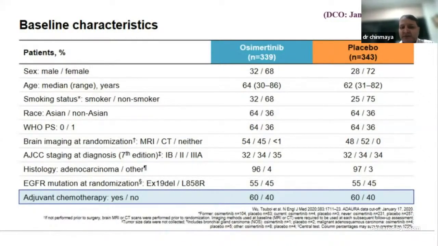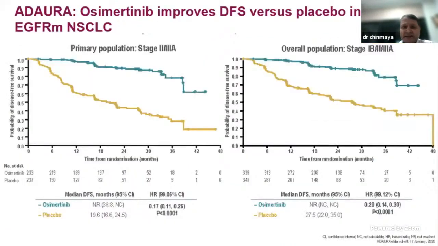The EGFR mutations, exon 19 and 55, are in both groups, and adjuvant chemotherapy is 60-40 in both groups. There is a minor change. Asian populations are also well balanced. It is a well-balanced study, I can say.